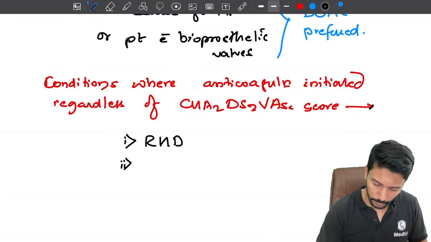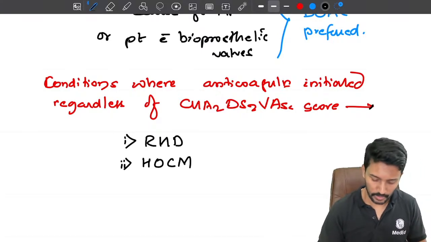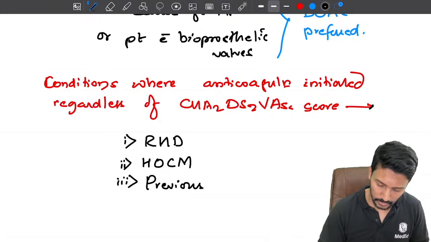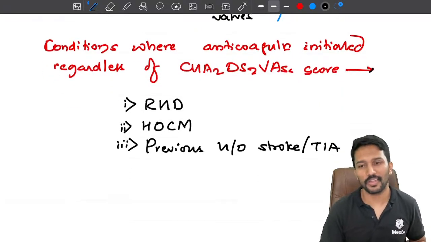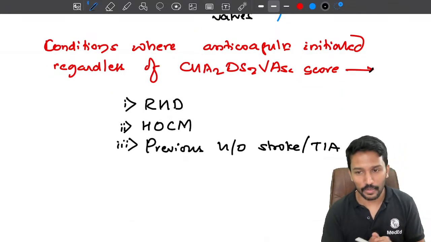And for all patients who have hypertrophic obstructive cardiomyopathy, right? And then patients with previous history of stroke or TIA. In those cases, you don't need to really think too much. Directly start the patient on the anticoagulant, right?